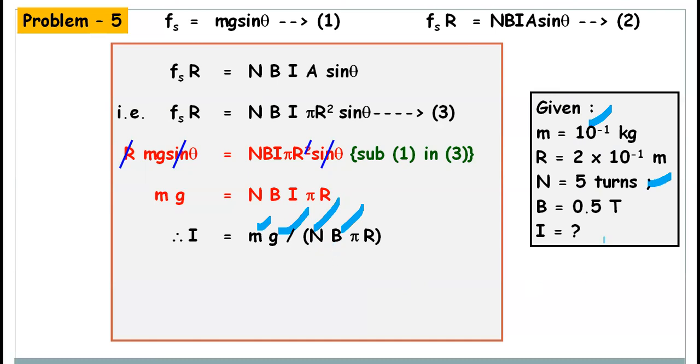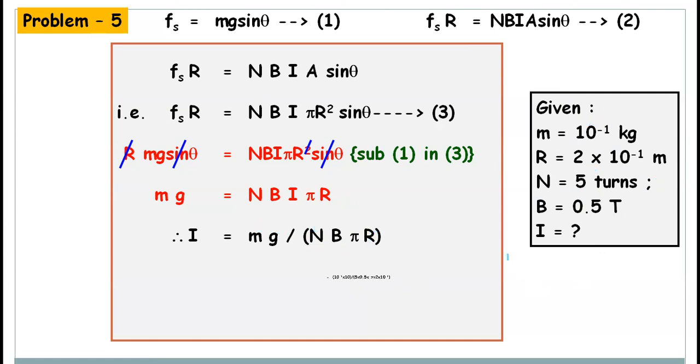Capital B, that is magnetic field, is 0.5 Tesla. Keep pi as such, don't substitute the value of pi. And R, radius, is given as 2 into 10 to the power minus 1 meter. This is a simplified one. Actually it is 20 centimeters, so 20 into 10 to the power minus 2. So either you can substitute 20 into 10 to the power minus 2, or you can substitute 2 into 10 power minus 1. It's your privilege, already told you.